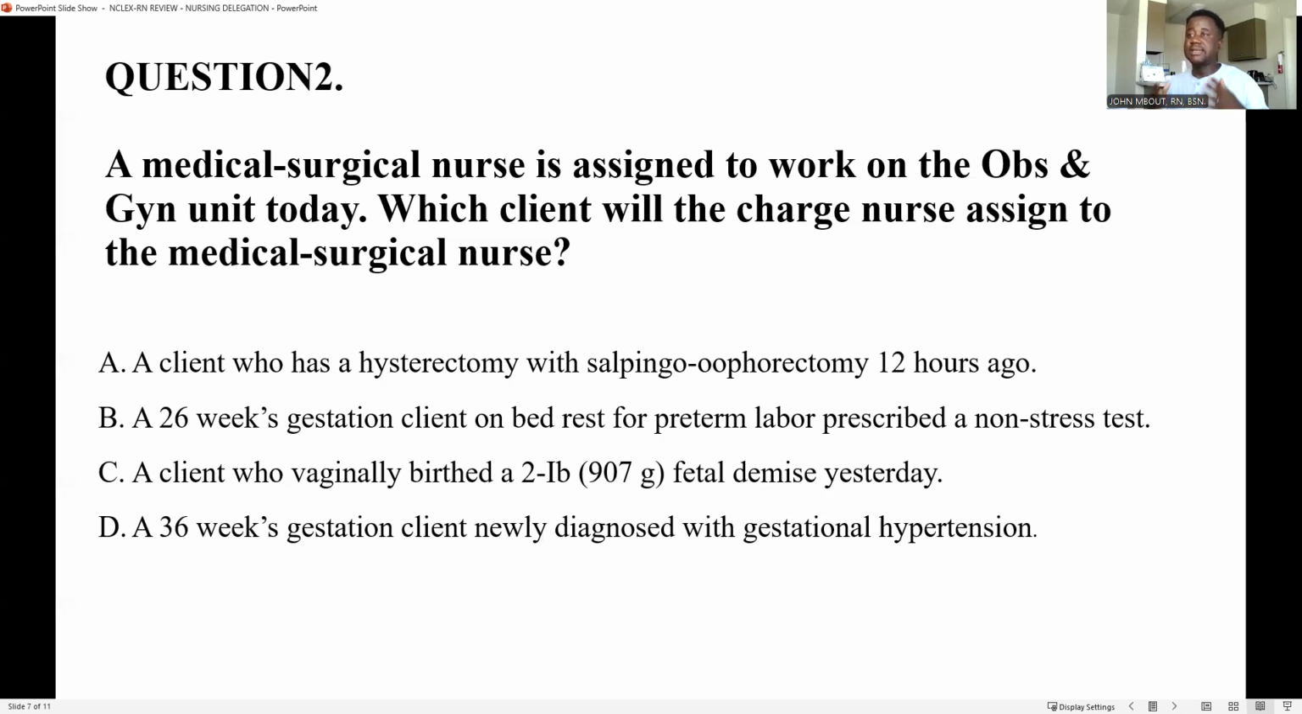A client who has a hysterectomy with salpingo-oophorectomy 12 hours ago, this is surgical removal of the ovaries, either one or both of them. This is a med-surg condition, and this nurse is able to take care because he's coming from the medical surgical unit and he's used to such conditions. But the other B, C, and D, these are OB/GYN conditions that this nurse is not capable of actually providing care for. So this is what you put in mind.